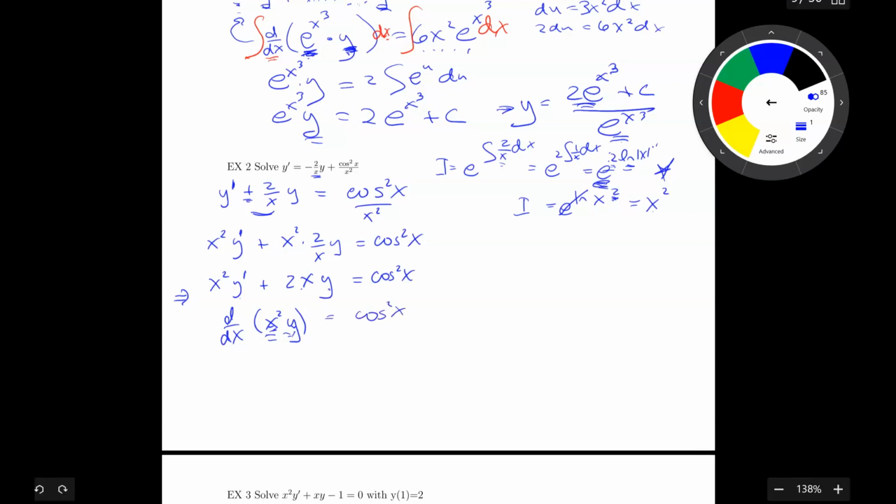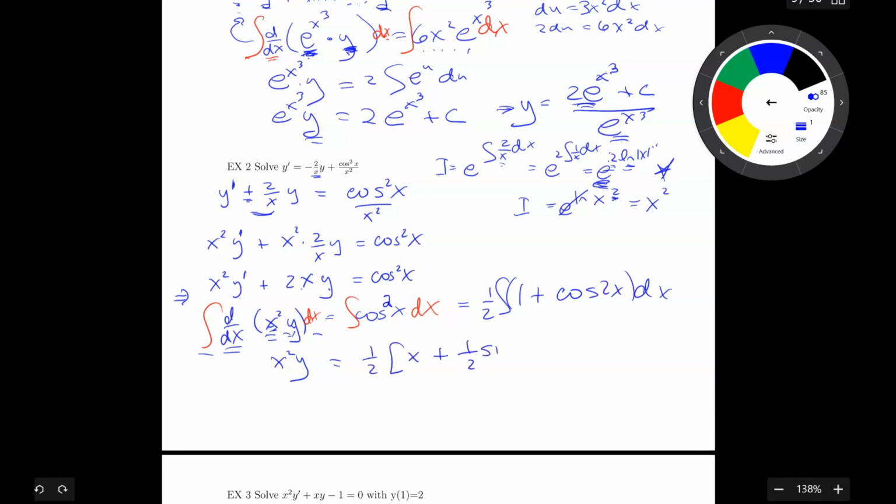Then this is on this side. So now I'm ready to take the integral of both sides. So this here, the derivative and the integral cancel, so I just get x squared y. This side, what do I do with cosine squared? You know that you rewrite this using the half angle formula. So I get 1/2 x plus 1/2 sine of 2x, because you just have to know all that integral stuff. And then I can divide through by x squared.